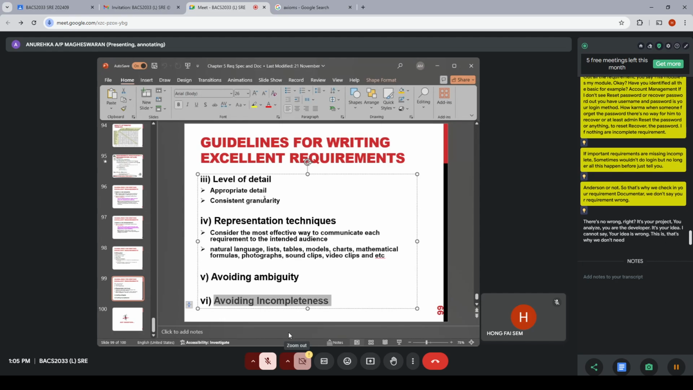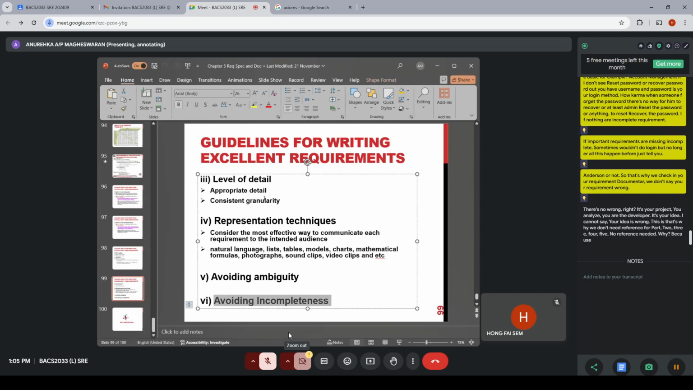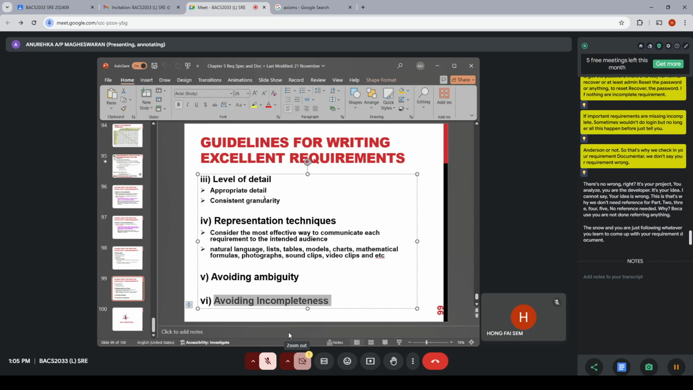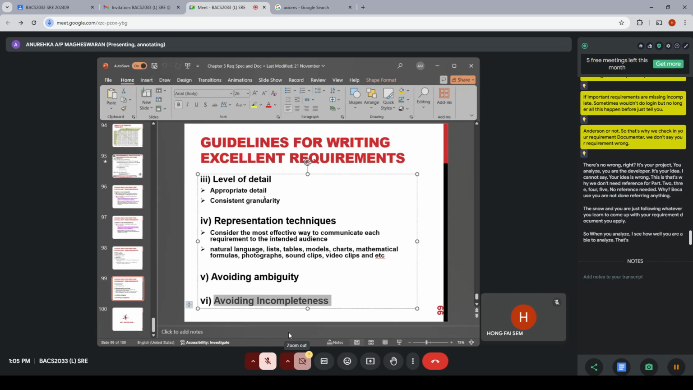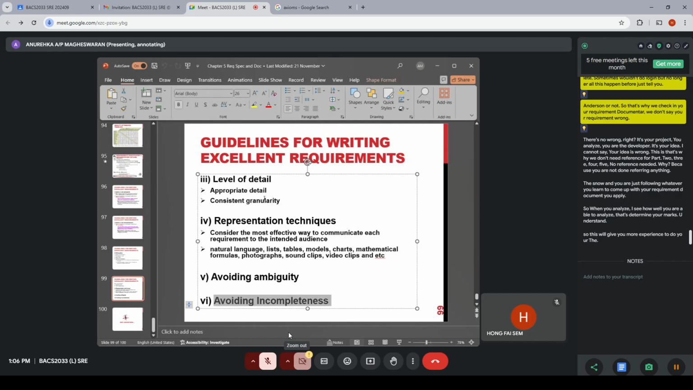That's why we don't need references for parts 2, 3, 4, 5. No reference needed. Why? Because you are not referring to anything. You are just following whatever you learned to come up with your requirement document. You apply. So when you analyze, I see how well you are able to analyze. That determines your marks. Understand? So this will give you more experience to do your final year project later. Okay, I think that's all.